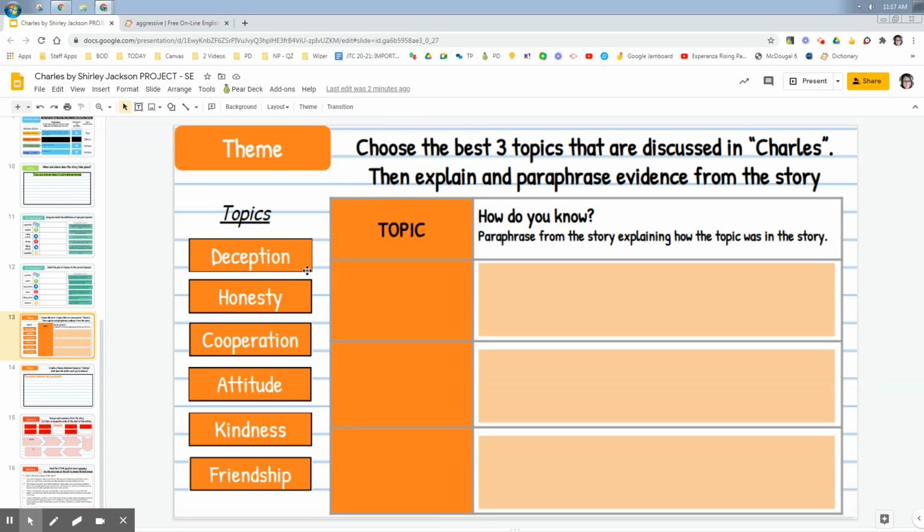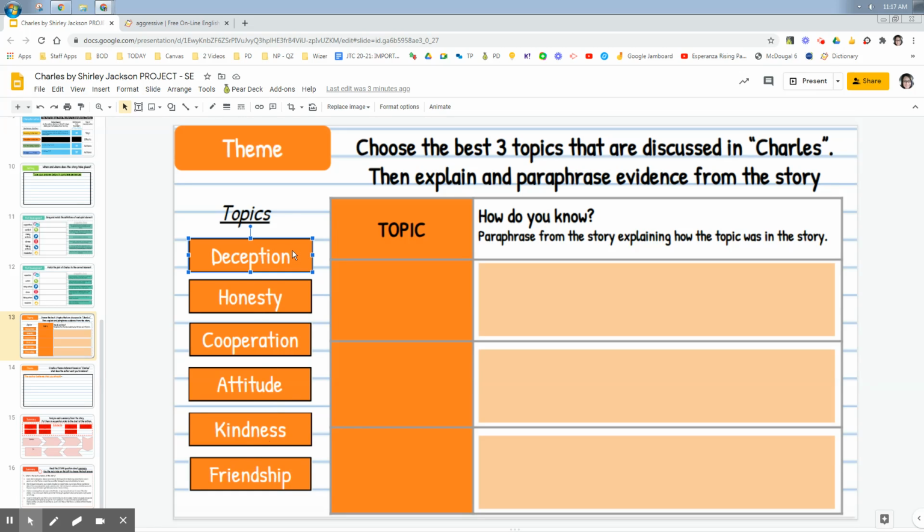Slide 13 is about theme. So when we did our theme notes, we talked about the differences between topics and theme statements. So what you're going to be doing is you're going to choose the best 3 topics that were discussed in Charles. Remember, topics are main ideas or subjects. So those 3 topics that you can choose from are right here in these orange boxes to the left.